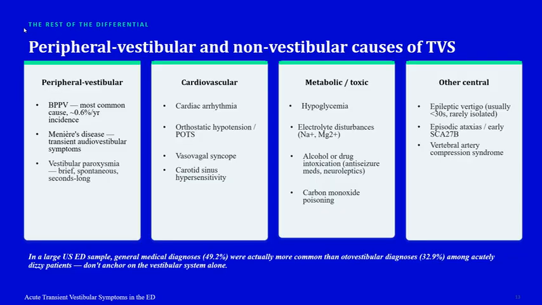So the peripheral vestibular and non-vestibular causes of TVS. The peripheral vestibular are BPPV, the most common, around 0.6% incidence every year. Meniere's disease causes transient audiovestibular symptoms. Vestibular paroxysmia attacks are brief, lasting seconds to 5 minutes, and there are multiple episodes, 30 to 40 episodes per day typically. Cardiovasculars include the cardiac arrhythmias, orthostatic hypotension, postural orthostatic tachycardia syndrome, vasovagal syncope, and carotid sinus hypersensitivity.